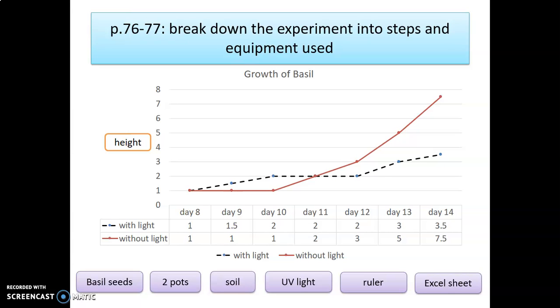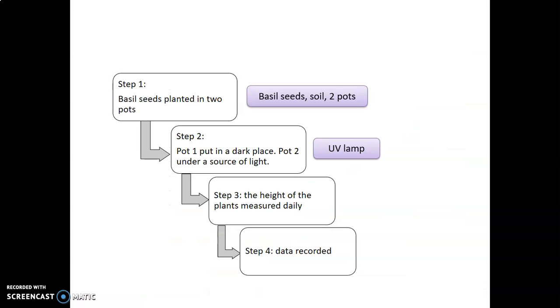Let's move to the steps. Hopefully you have done that already. So, boom, boom, boom, boom. Here are the steps used. That's how we break the experiment down into steps. And here are the things that were used. What you need to do is to link these steps. Link these steps using linking words, connect these sentences, and make them in past passive.